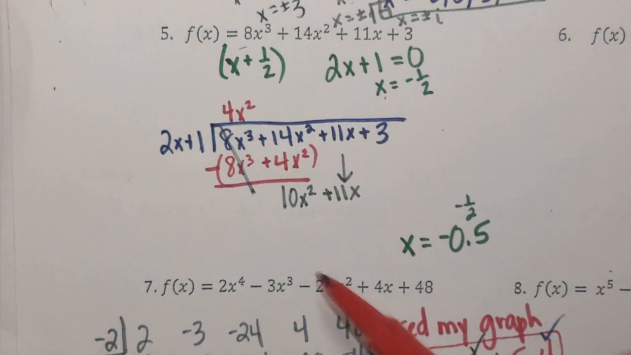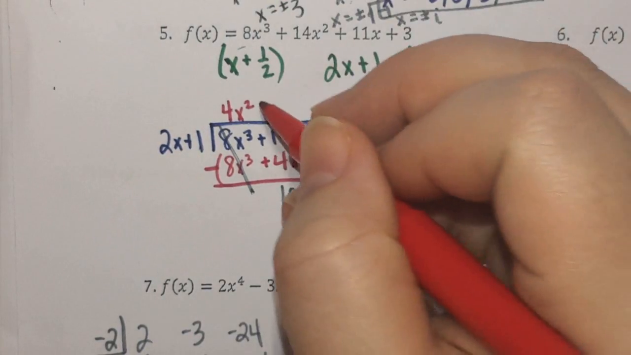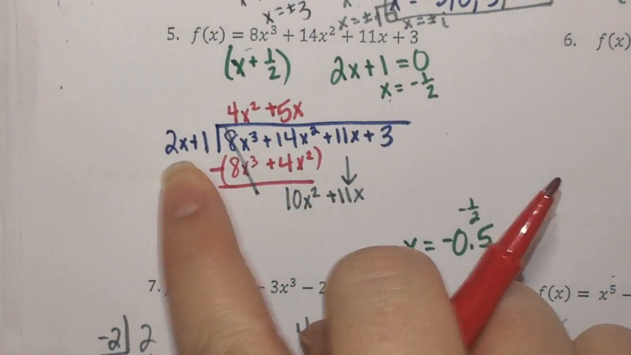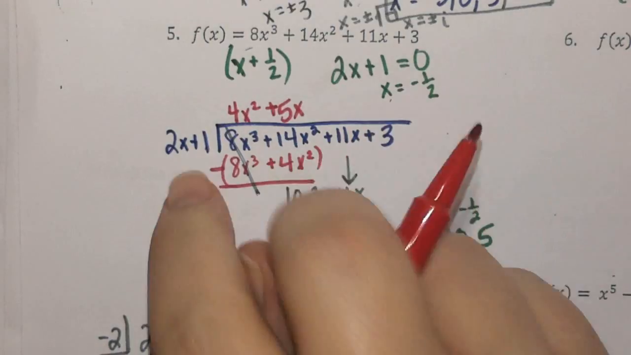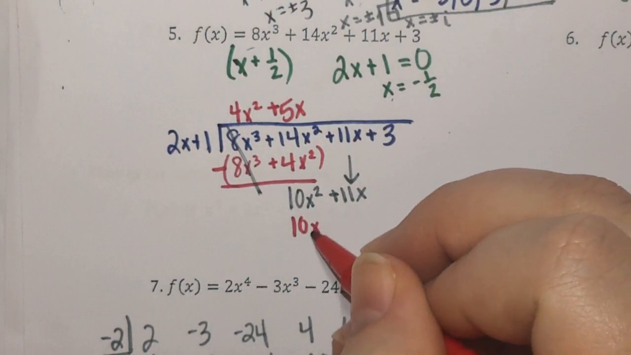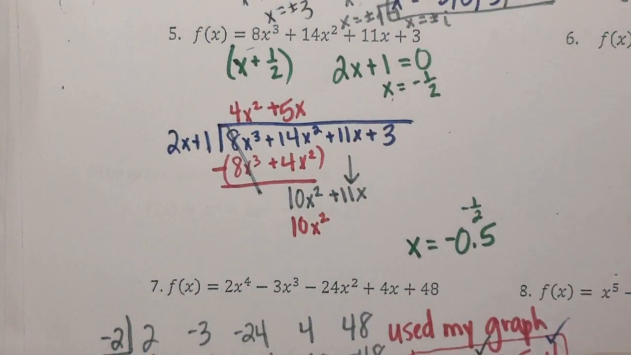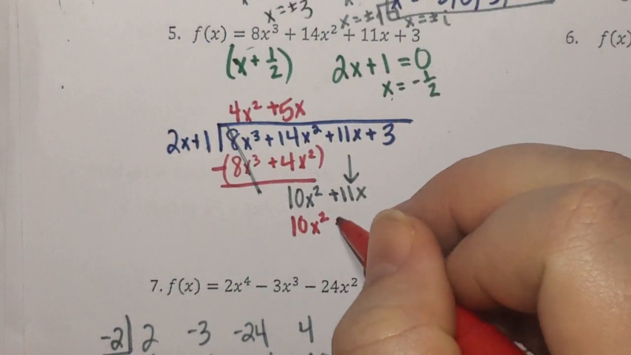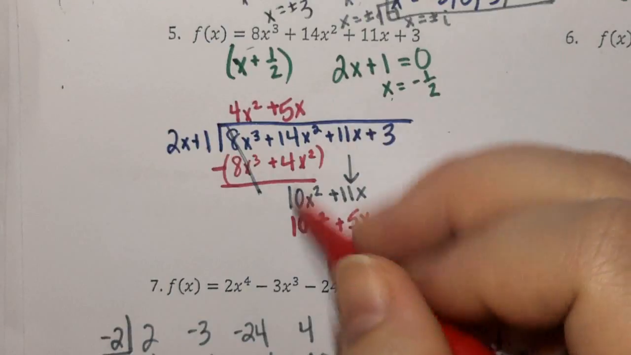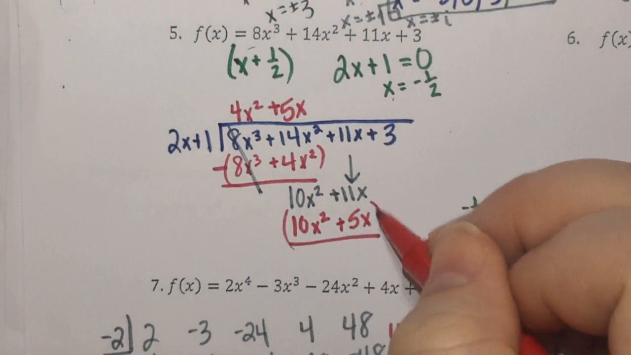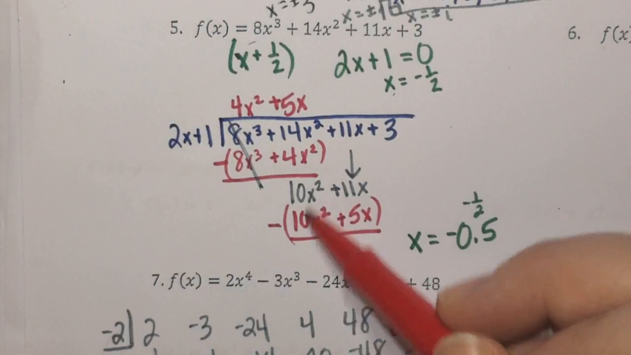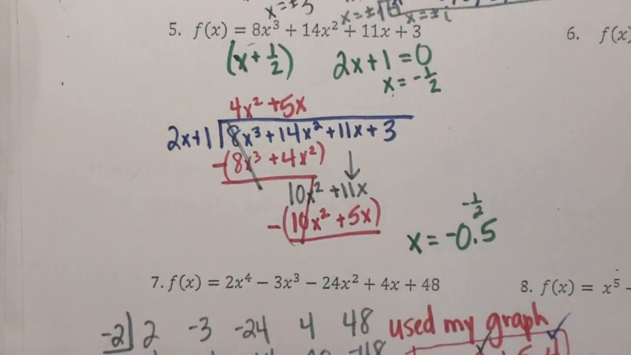Now I've got to get to 10x squared, so 2x times 5x. 2 times 5 gives me the 10. x times x gives me the x squared. But since I did 2x times 5x, I have to do 1 times 5x. Then I've got to change everybody's sign, because otherwise 10 and 10 is not canceling out. 10, negative 10, that does cancel out.